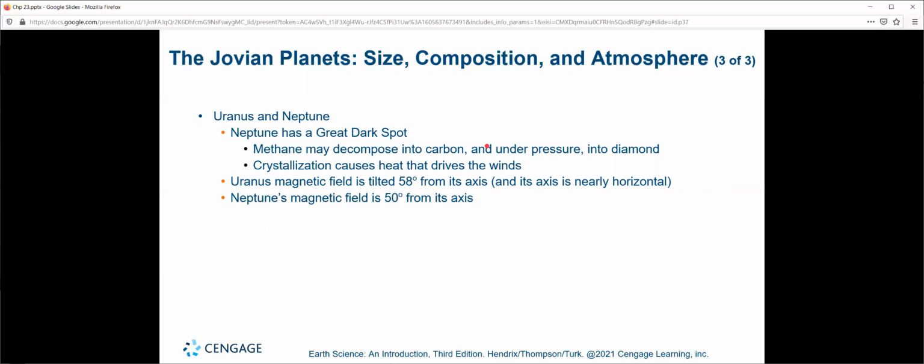Neptune, funny enough, has itself a Great Dark Spot, where methane is thought to decompose into carbon and then, under deep pressure, create diamonds. So imagine a hurricane of diamonds. That'd be kind of cool. And this crystallization causes heat and then drives winds and what have you.